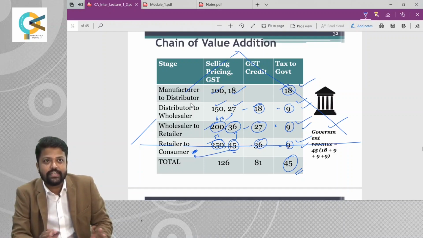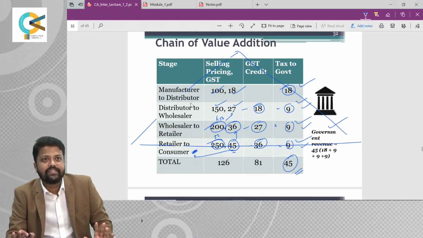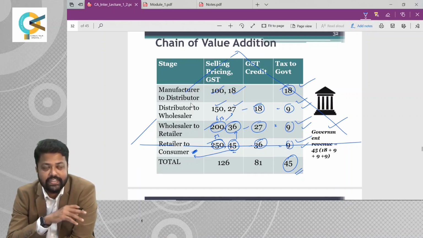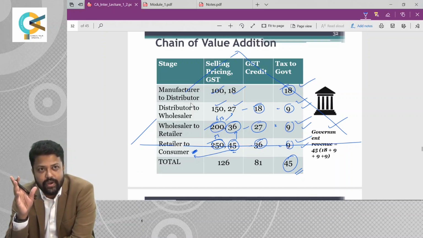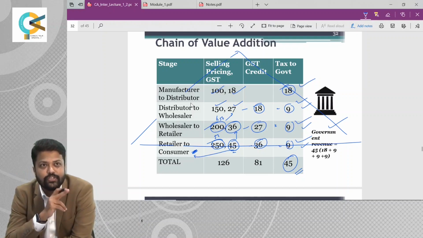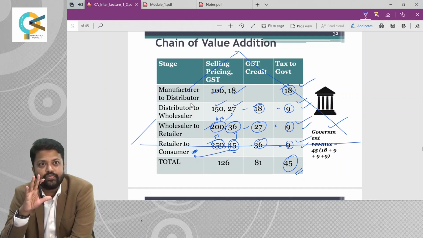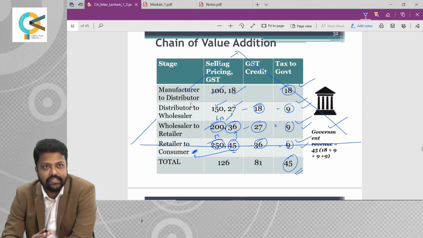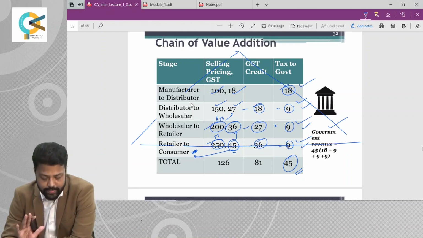Is it magic that it is matching? It is simple mathematics, because this burden is being passed on to the next level, and at the same time the benefit of earlier paid taxes is taken at every next level. The balance which is paid to the government will exactly match with the balance which is going from the consumer's pocket. And this is the important concept of GST or any value addition tax that we need to understand. And if we understand this, the understanding of the entire subject matter will be easier.